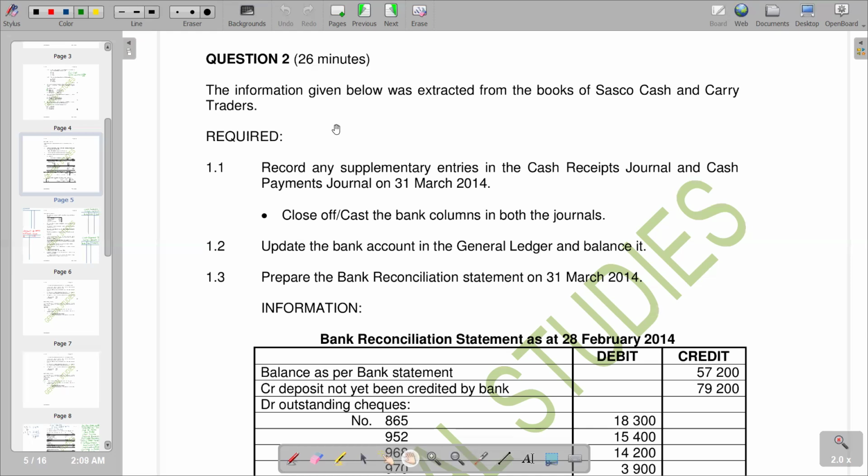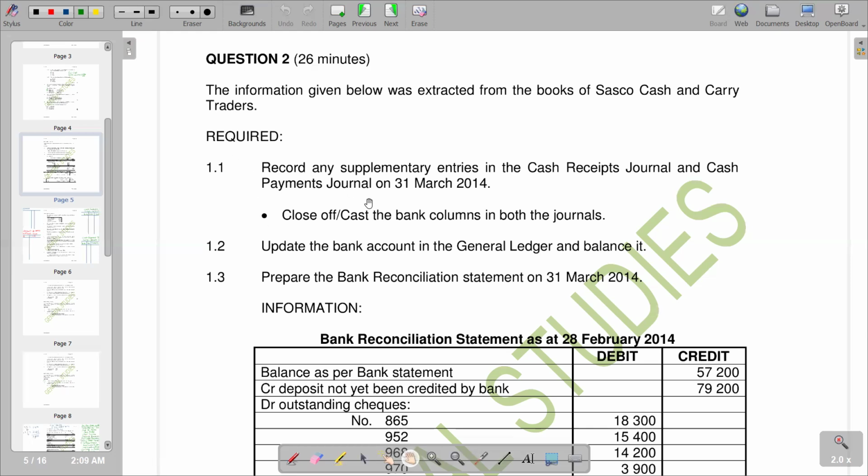Then 1.2, update the bank account in general ledger and balance it. Then 1.3, prepare the bank reconciliation statement on 31 March 2014. On the information part, we are given the bank reconciliation statement as at 20th February 2014. So exactly, this is the bank reconciliation that we have for the previous period.